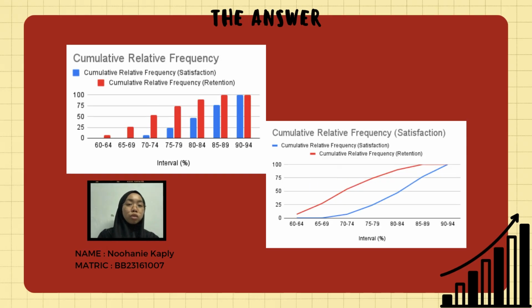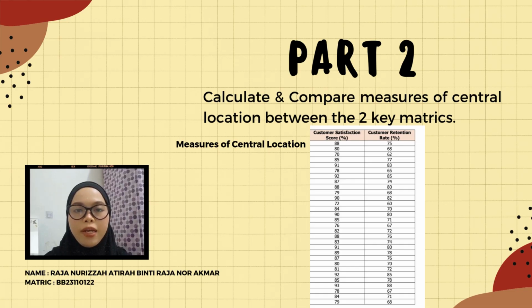Now we move to the cumulative relative frequency table chart. As you can see, the chart is increasing, not like the relative frequency, until the score reaches the highest, which is 100%.